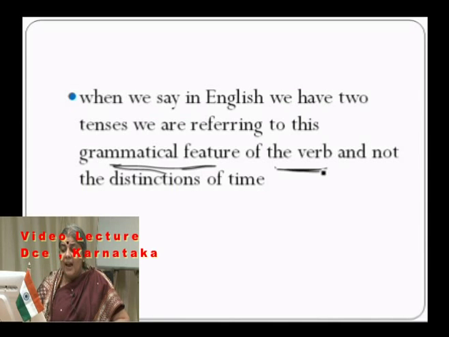So, I am looking at the grammatical feature alone. That is, only their form is taken into account. So, I am not looking at the meaning. So, it is not a great marker of time alone. It does not show time alone.